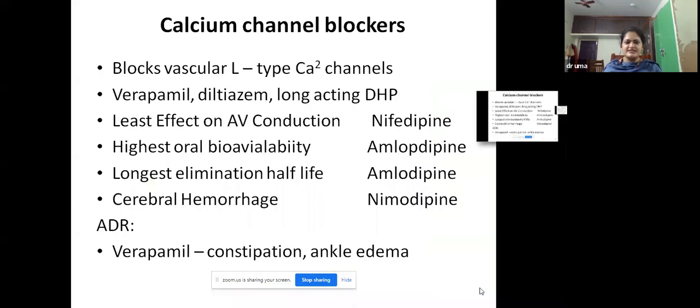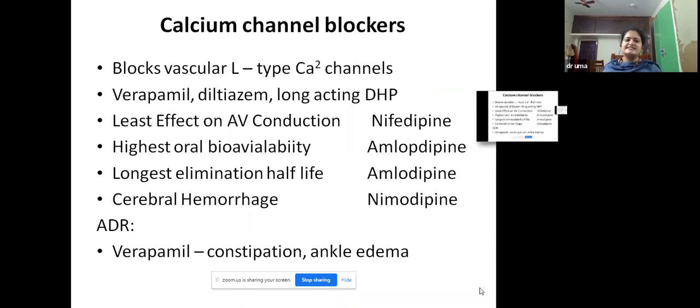Calcium channel blockers block the L type of calcium channels. This is a commonly asked question: which type of calcium channel is blocked by calcium channel blockers? The L type. The drugs verapamil, diltiazem, and the long-acting dihydropyridines are preferred for angina because short-acting ones cause reflex tachycardia. So the long-acting drugs are preferred.